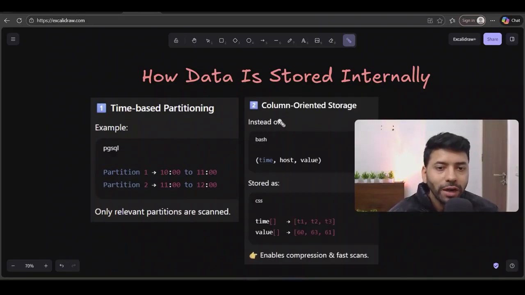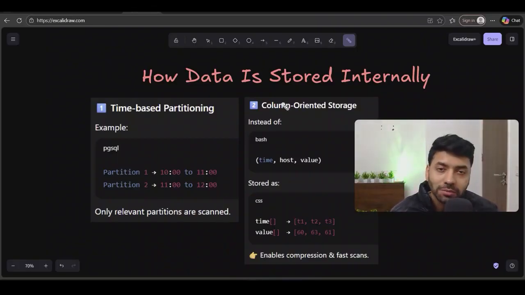Okay, the second point is it has column oriented storage. So instead of storing it as time, host, value, it is stored as time is this and value is this. So you have column oriented storage. From this you can directly get this time, and this allows faster scans. You can clearly see corresponding to time we have the value. Time is the most important part of the time series database, and through this you get faster scans.